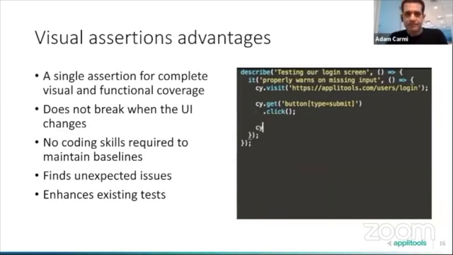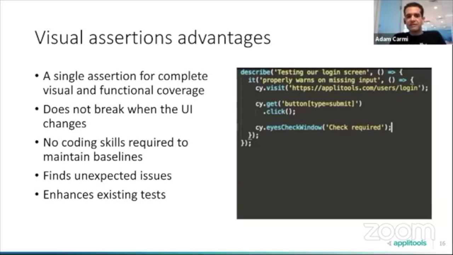Visual assertions have many advantages over the traditional assertions. First of all, a single line of code, a single assertion, gives you complete visual and functional coverage for the entire page, literally replacing hundreds of equivalent lines of assertion code. Second, your code does not break when the UI changes. When the UI changes, and it does, all you need to do is go to the dashboard, see the change, and either accept or reject it. No more looking at those textual logs and going into the code to start replacing locators or changing the code itself.